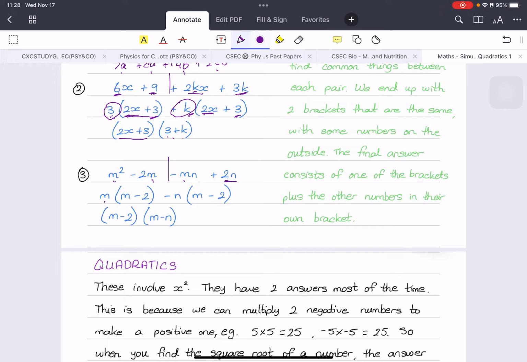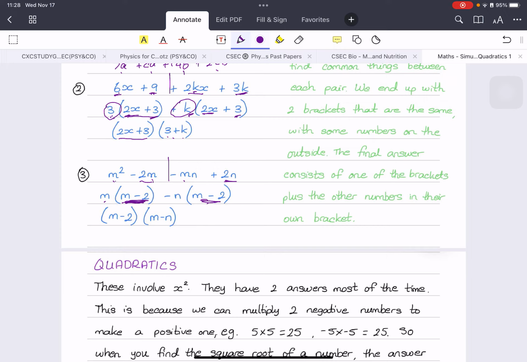So anytime you divide by m squared, this is m multiplied by m, right? So when you divide by m, you can only take out one m at a time. So dividing by m will just net you 1m. So we have our m here, and negative 2m divided by m, the m's will cancel, you will get negative 2. Now remember, we need to get the same bracket here, m minus 2.